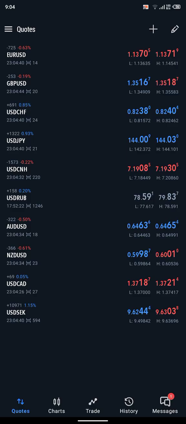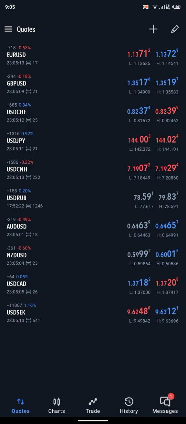Now, quotes. This is where all the currencies trade. Trading is the exchange of one for another. Forex trading is the exchange of currencies, of one currency to another. So this is where I am going to see any pair I want to trade. This is where I can add it here and I can remove it.